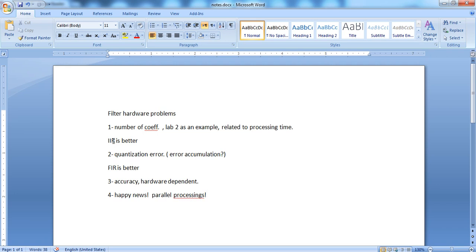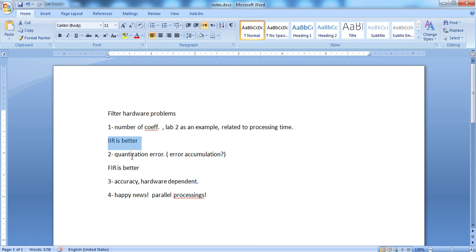In this case, the IIR filter is better than the FIR filter because in most cases, the IIR filter has much fewer coefficients than the FIR filter. Roughly around 1/8 or 1/10 of the coefficients of the FIR filter, which is very nice. So the IIR filter is better because it has a lower number of coefficients, so it has lower processing time. The FIR filter has a much bigger number of coefficients and has higher processing time.